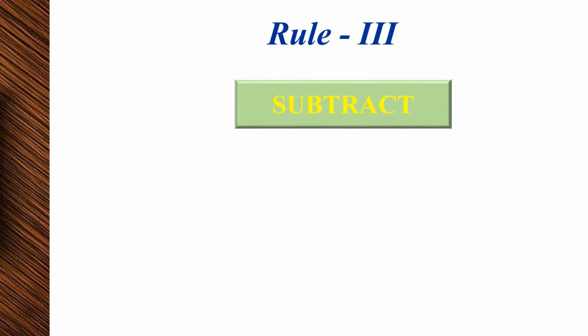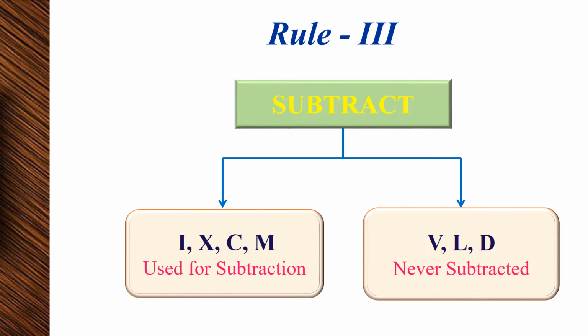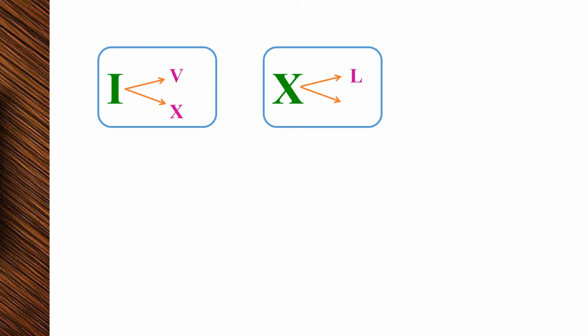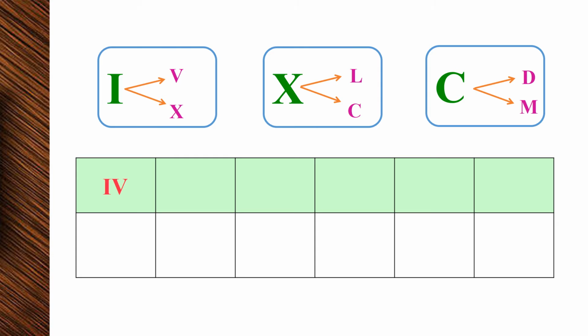Rule 3: subtraction. For subtraction, we use only I, X, C, M. These four symbols are used for subtraction. Likewise, V, L, D are never used for subtraction. Before V, we can have I. Before X, we can have I. Likewise, before L or C, we can have X. Same way, before D or M, we can have C. Let us see examples for each symbol.